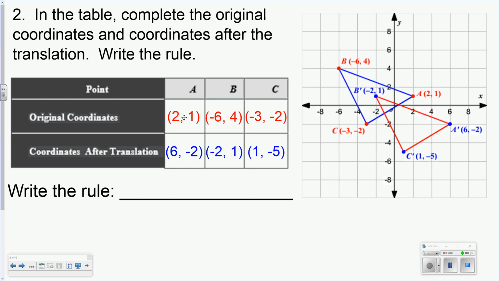Let's see if we can find the pattern. Let's look at the x's. From 2 to 6, that's plus 4. From -6 to -2, that's plus 4. From -3 to 1, that's also plus 4. So the x changed by adding 4. Let's look at the y. From 1 to -2, that's minus 3. From 4 to 1, that's also minus 3. From -2 to -5 is minus 3. So my rule is (x + 4, y - 3).